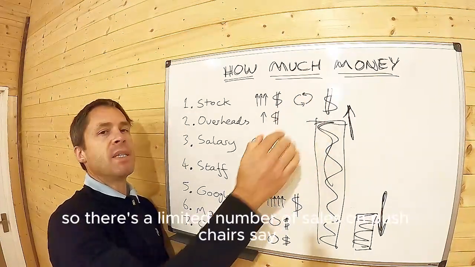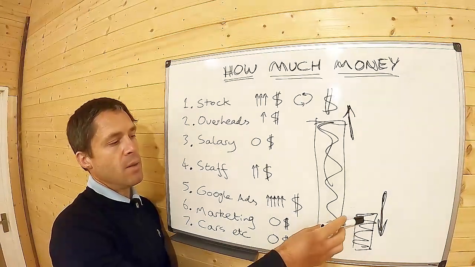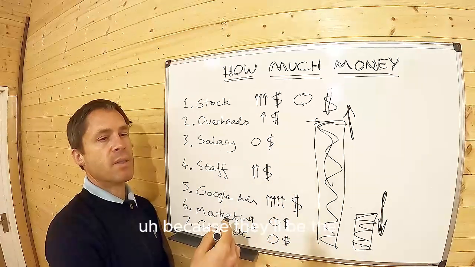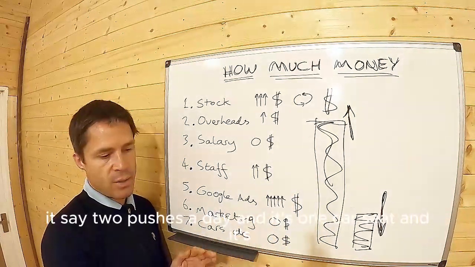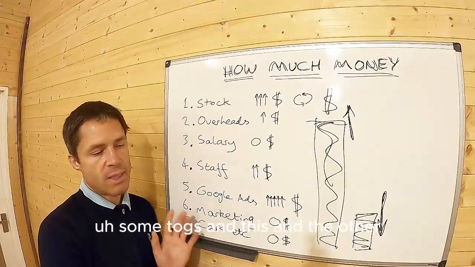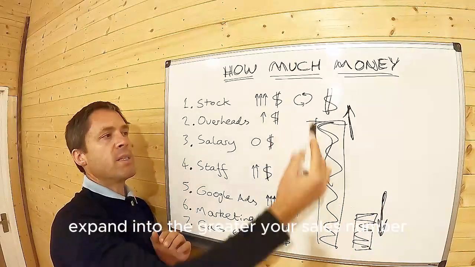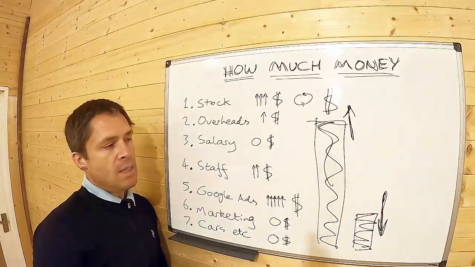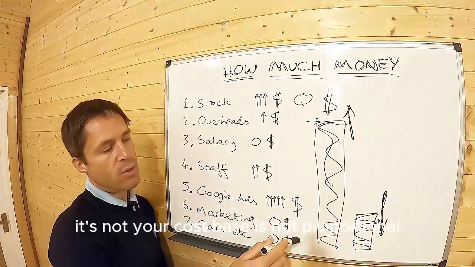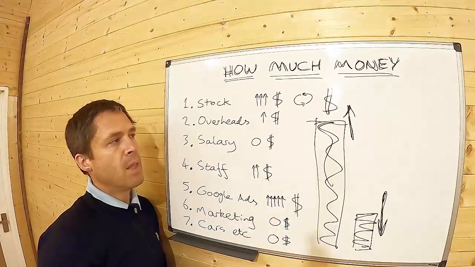So there's a limited number of sales on pushchairs, say. That's why you need lots of products, because there'll be, say, 2 pushchairs a day and 1 car seat and some togs and this, that and the other. So the more products you can expand into, the greater your sales number. And then, because your cost base is not proportional, your cost base will decrease.